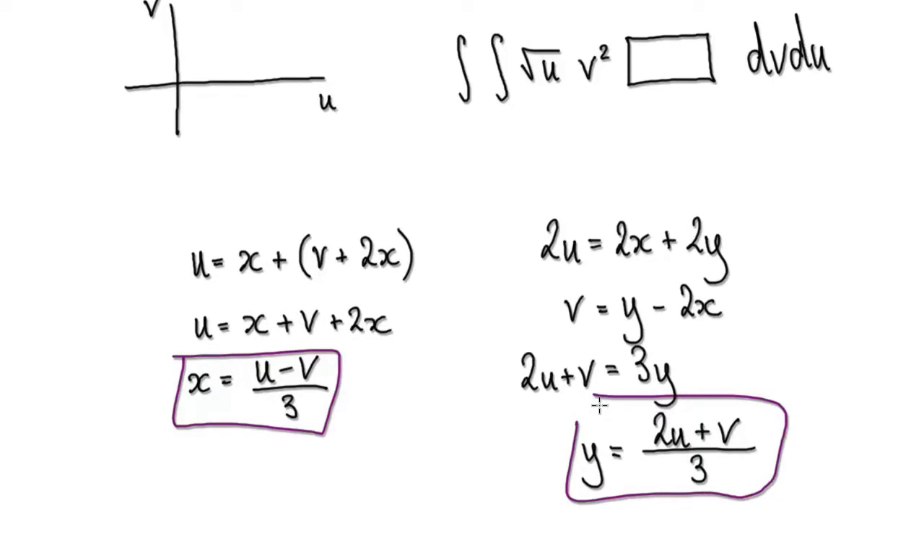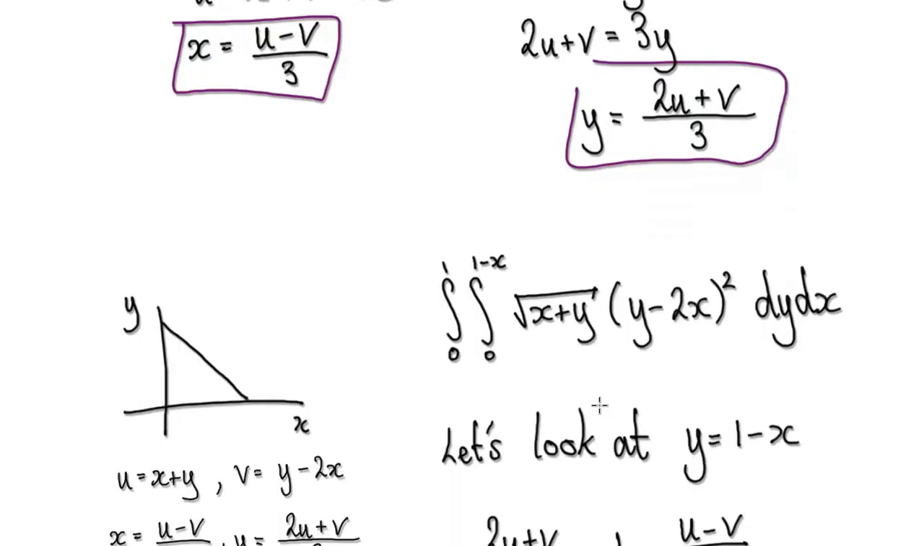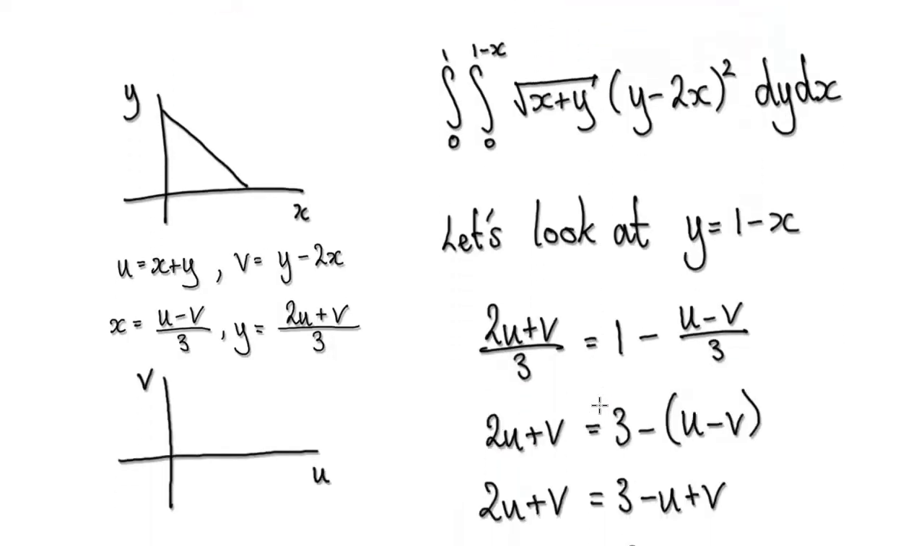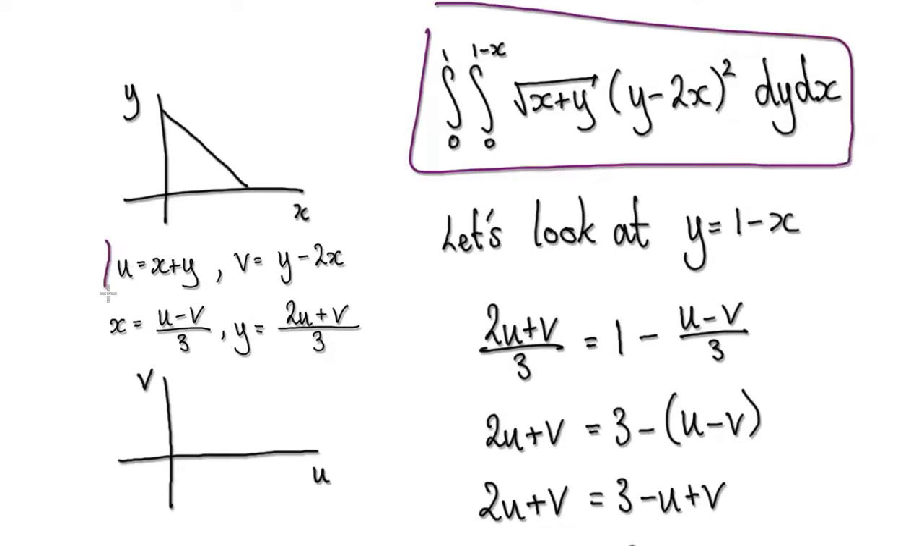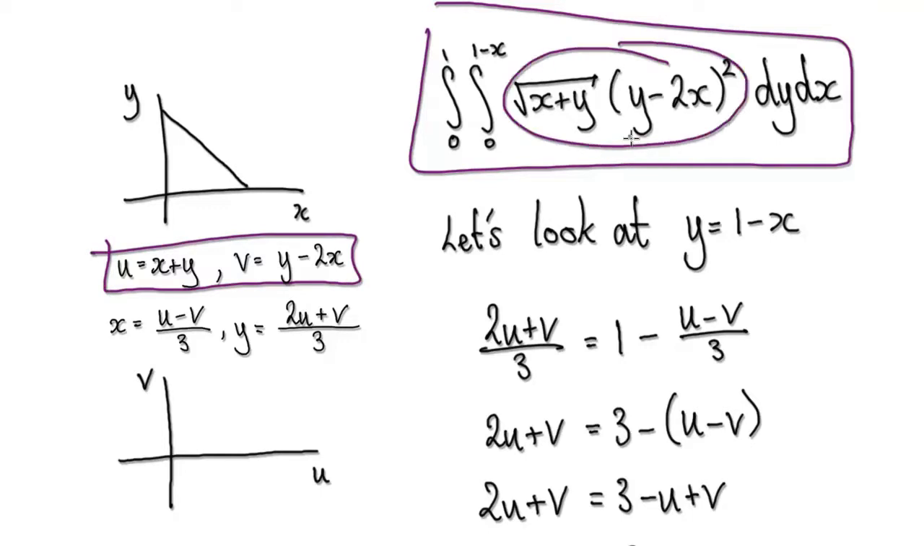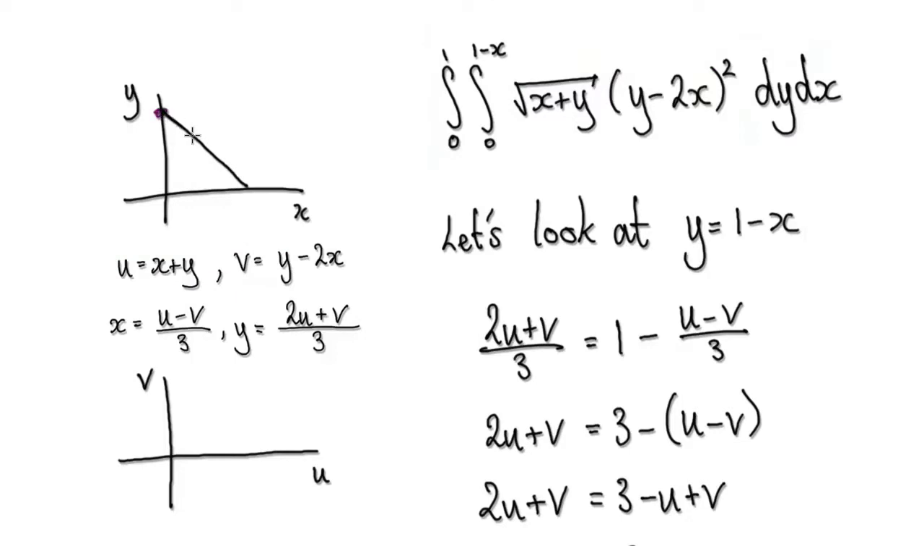So let's start again. We are trying to work out this double integral. By making this substitution, the integrand becomes a lot easier to work with. But then we need to investigate what happens to our region. So let's look at this line here. What happens to this diagonal line here?